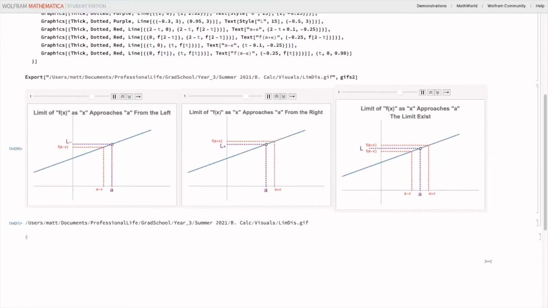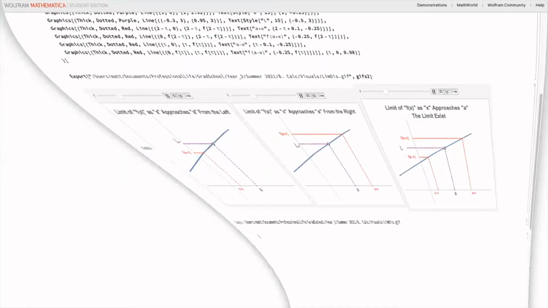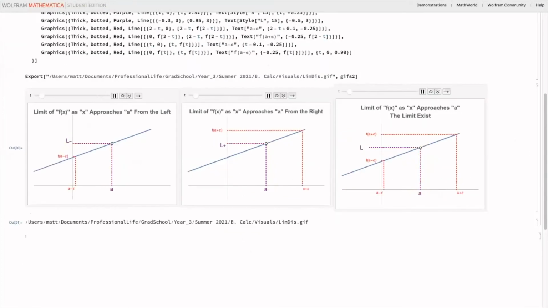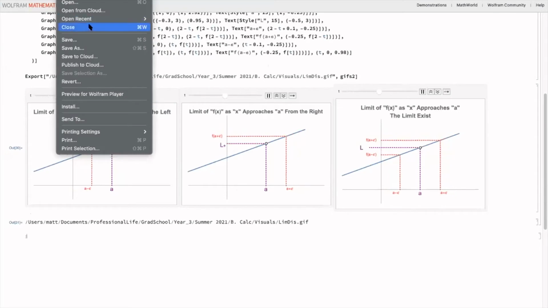But before we do, I want to give another example that I think will help explain a little bit.